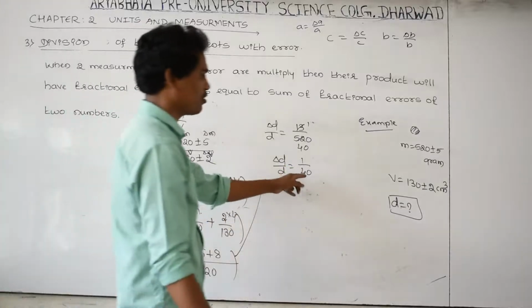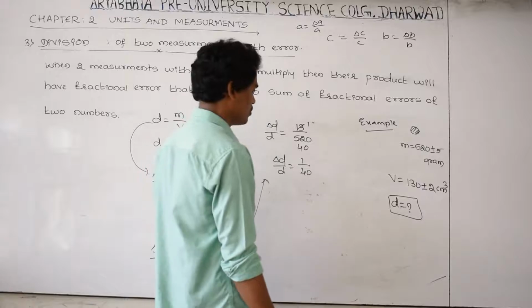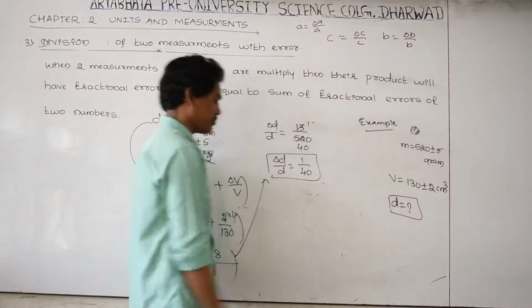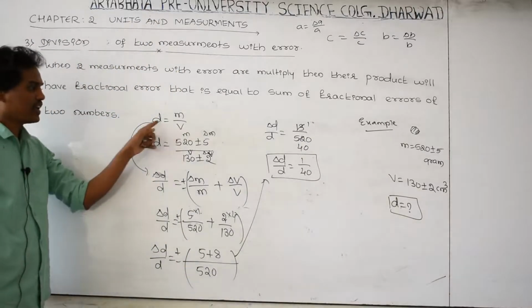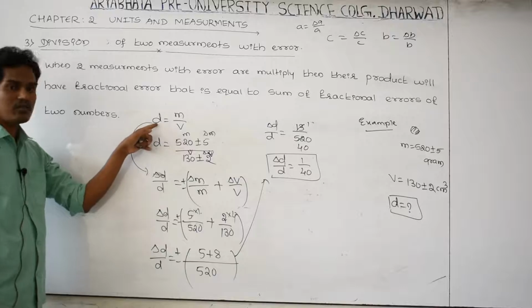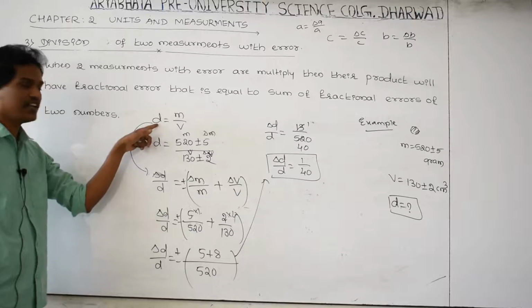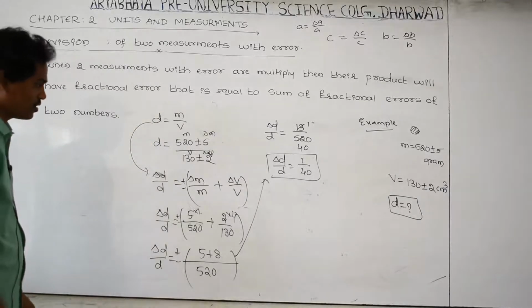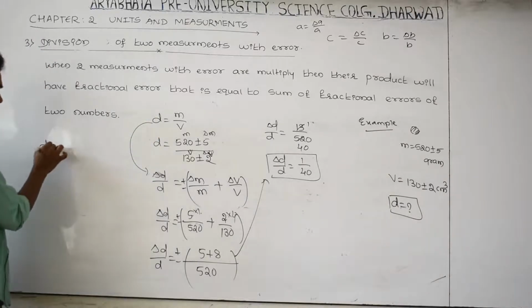1 by 40 is equal to, as you know very well, around 2.5 percent. This is delta D by D. If you divide M by V, you are getting D. What is the error present in D? D plus delta D. Therefore, I have to find out the D value here.